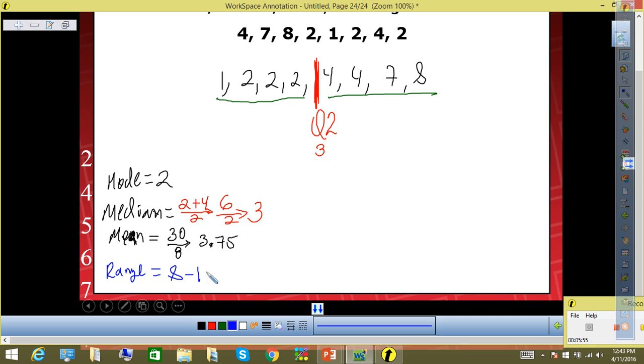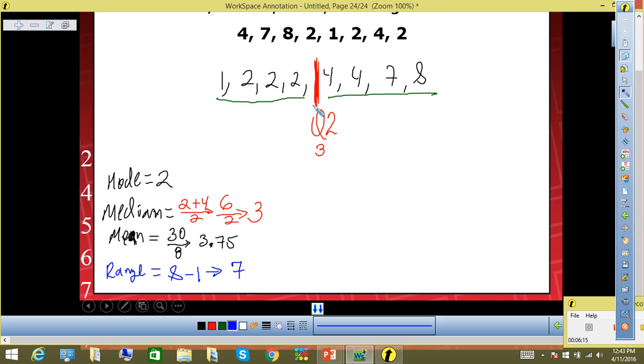Subtracted by the smallest, so therefore this is 7. So the range is 7. Now that we're done with that, step 3 says identify the lower quartile and the upper quartile. So this is what we do. Look up, please, pens down.